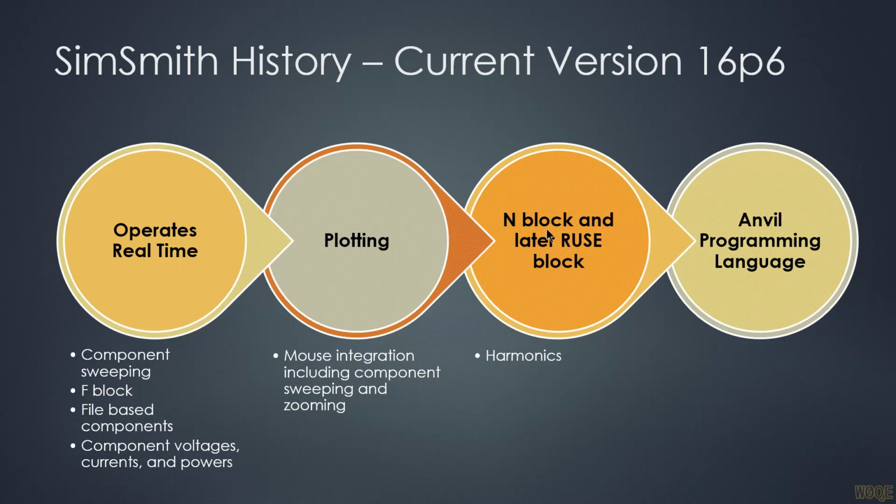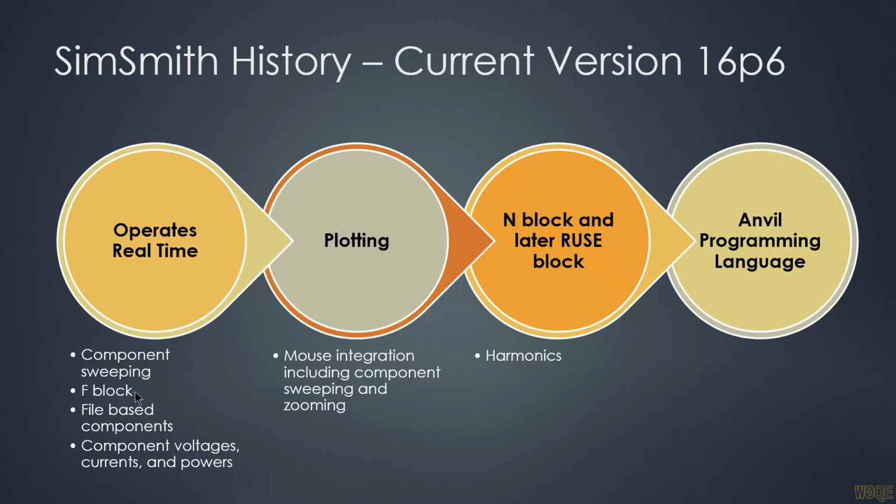A little before plotting, the N block was created, and later the Ruse block, which is nothing more than a front end on top of the N block. And this allowed us to have circuits that could be very complex and be able to be fairly easily created by the user. Prior to this time, the F block existed, and the F block still exists in SimSmith, but in my opinion, the F block is extremely hard to write the equations for if the circuit's complicated.